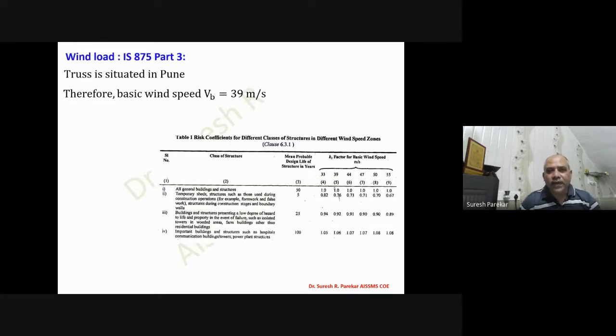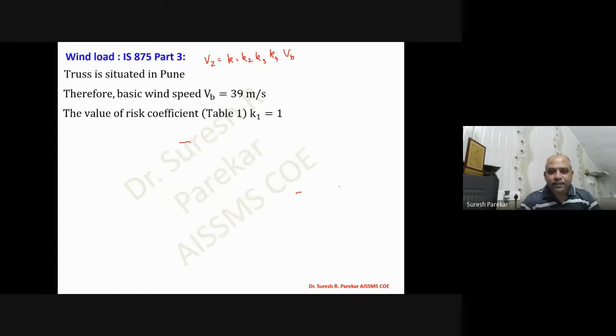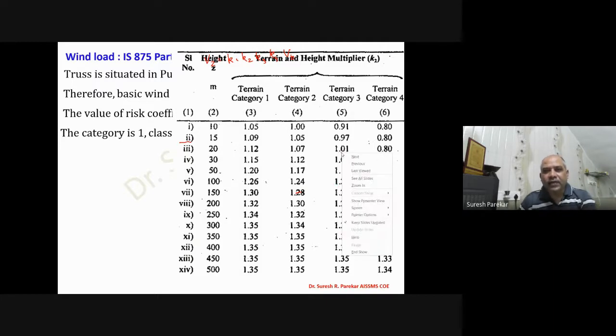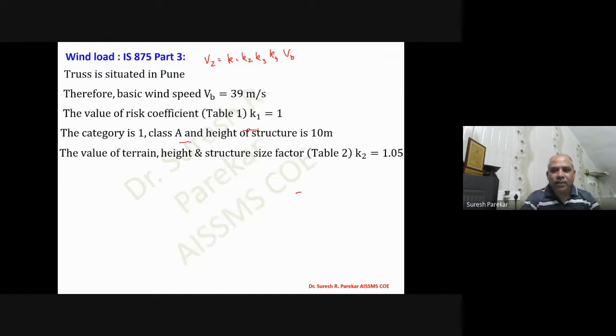Then if you remember, we have the formula for Vz, that is Vz is equal to K1, K2, K3, K4 into Vb. Now K1 we have to take from table 1. So for all general buildings and structures, life we are considering 50, and for all values of wind speed we have 1 only. So for 39 meter per second also we have the value as 1. Then K2: we have category 1 class A, height 10 meter, and this value is 1.05.